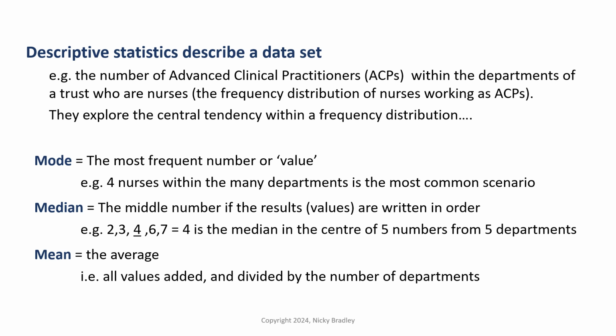Mean simply means the average. And we know how to work out averages. You add all the values up and then you divide them by the number of values that you have. So in our example here, you add up all those values and then you divide by the number of departments that you've tested. And that gives us the average, or in statistics terms, that's called the mean.